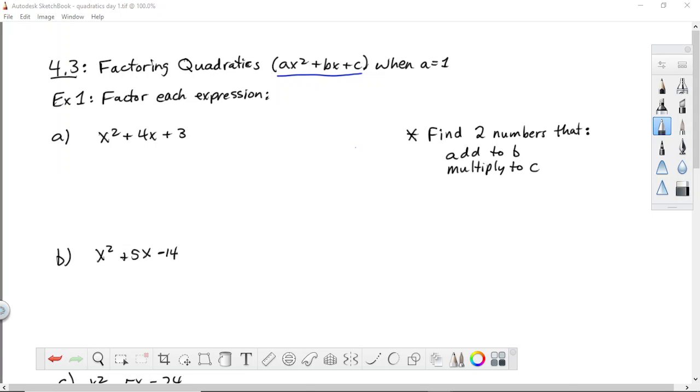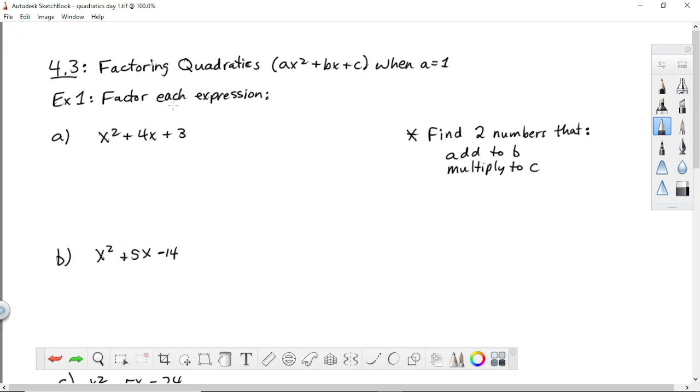Okay, guys, we're still in chapter 4.3, and today we're factoring quadratics. So, a quadratic is in this general form, ax squared plus bx plus c, and we're specifically looking at the ones today where a is 1. That is, the coefficient of x squared is 1. So, let's look at the first one.